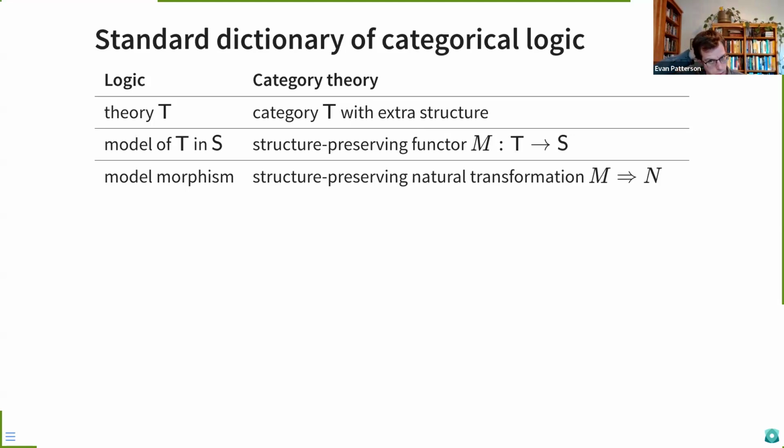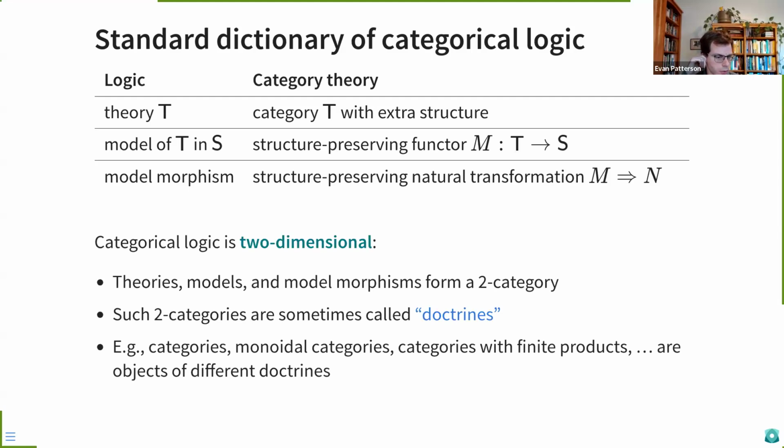So the general story is something like this, right? In categorical logic, a good chunk of the subject is about various variations on this sort of picture, right? Where you have some kind of a theory in some logical system, and you identify theories with categories with some extra structure, and then a model of that theory in some other similarly structured category S is a functor between them that preserves the structures, and similarly, the morphisms between models are natural transformations, which again might be required to preserve some structure.